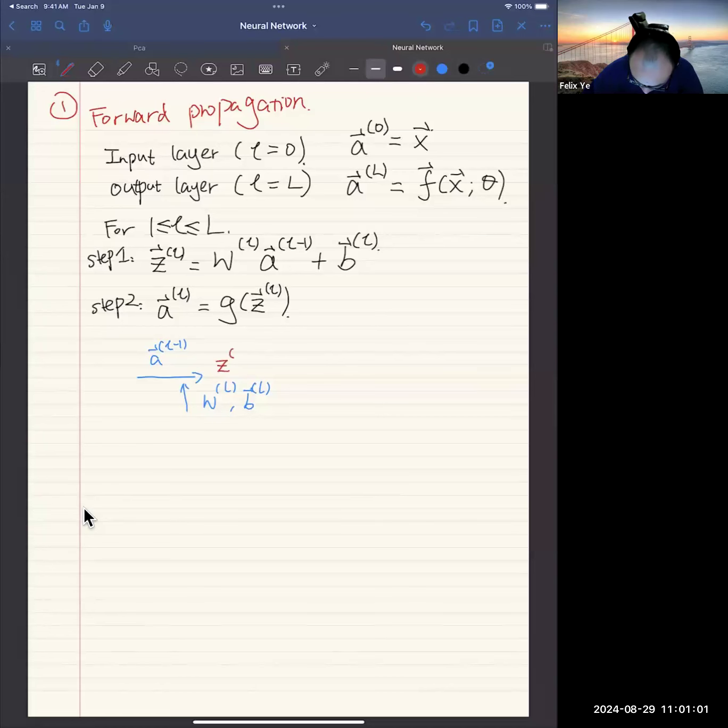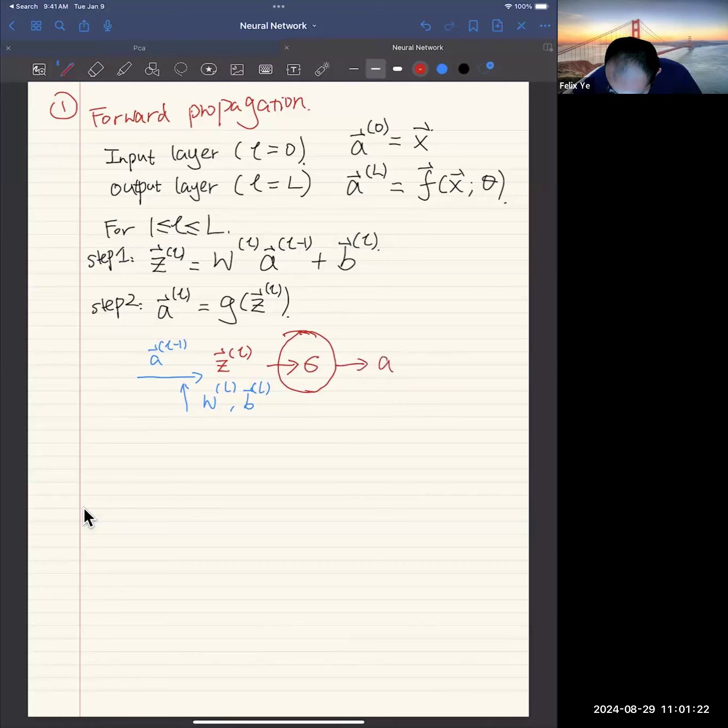So what we get is ZL, and then we apply a sigmoid function right here. Then the output becomes AL. This is a good illustration. Then it passes through to the next layers until the last one, which will be capital L.